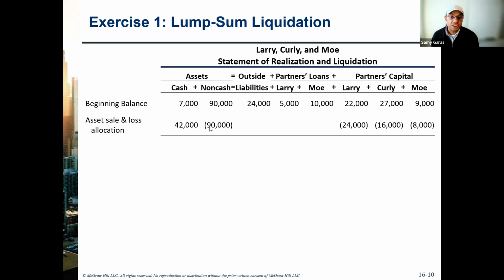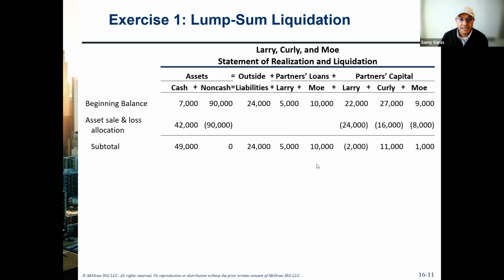So the non-cash will be 0. The cash will increase by the amount received, and the loss is distributed among the three partners. And here is the balance. But look here, when we check Larry's capital, we see that his capital was 22. With his portion of the loss, 24, his capital turned to be a deficit. So here, Larry has to cover up this deficit. And if he fails to do that, Curly and Mo should cover up his deficit.